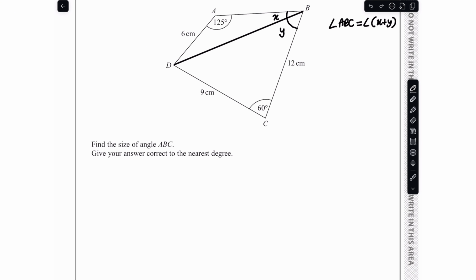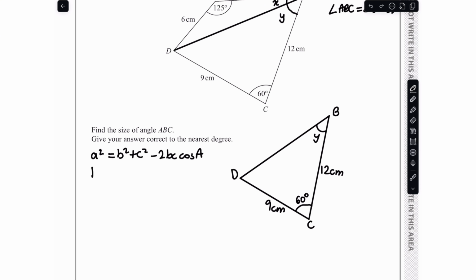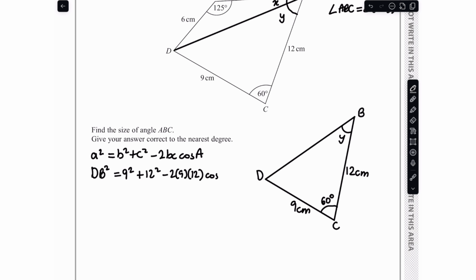So for this question, we're going to need the cosine rule: a squared equals b squared plus c squared minus 2bc cos A. And if I draw triangle DBC, I have something that looks like this. So DB squared equals 9 squared plus 12 squared minus 2 times 9 times 12 multiplied by cos 60, and so DB will simply equal the square root of all of that, and that equals 3√13.